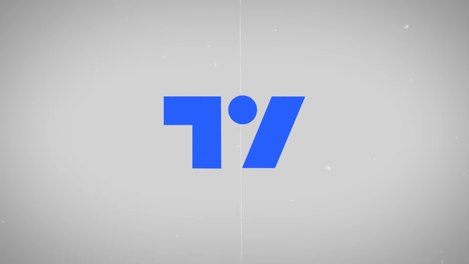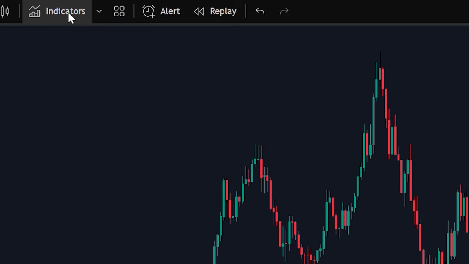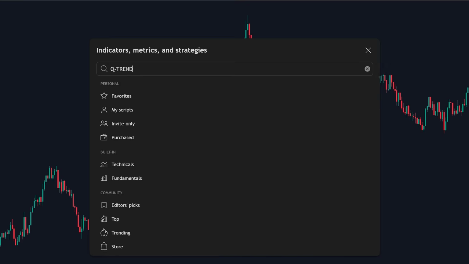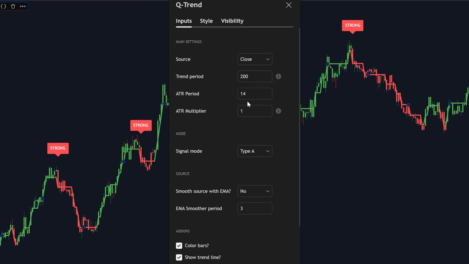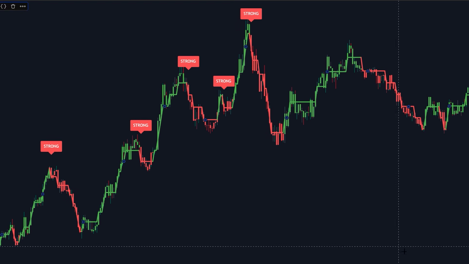First step, open TradingView. If you don't have it yet, I'll leave a link in the description. To add it, search Q-Trend by Tarasenko in the Indicators tab. Then change the ATR period from 14 to 40 and the EMA smoother period from 3 to 10. This makes the indicator less reactive to short-term noise and more focused on meaningful moves.